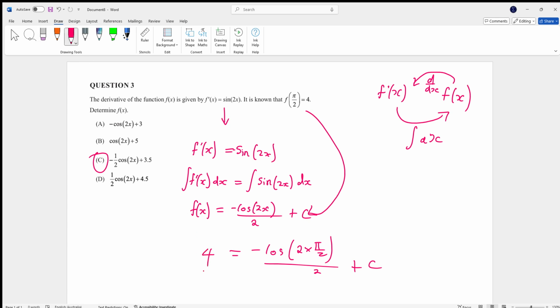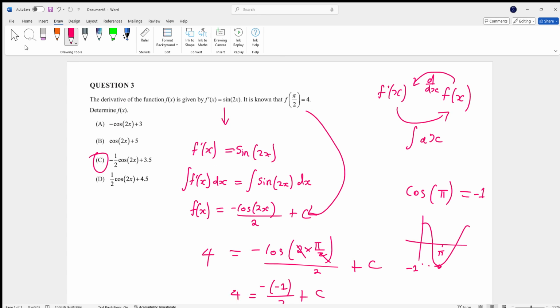Now here what we would do next is see the 2's cancel out. So now we're going to work out what cos of pi is. Now if we were to think of our cos curve, or just to know it off by heart, we know pi is located here, so it would be equal to negative 1. So cos of pi is negative 1. So here we have negative of negative 1 over 2 plus c is equal to 4.